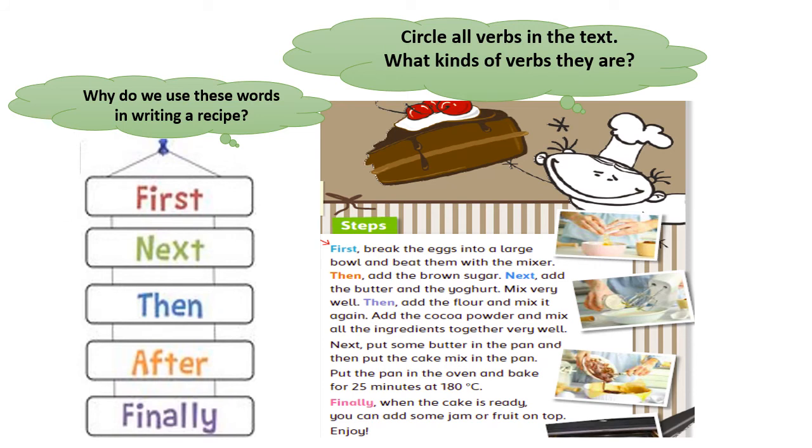Why do we need these words in writing a recipe, like first, next, then, after that, and finally? To show the sequence. We use these words to show the sequence. Now, I want you to read the recipe again and circle all verbs in the text. What kinds of verbs are they? Yeah, break, add, put, mix. Very good. They are imperative verbs. Very good, girls.